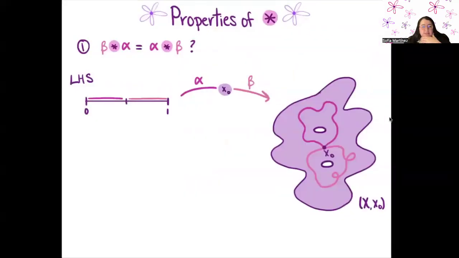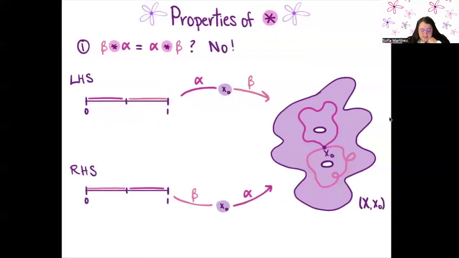So let's investigate. The left-hand side of what I've written here is the thing I've drawn. So you do alpha for the first bit and then beta for the second bit. So alpha for the first bit, you land back at x naught, beta for the second bit. And the right-hand side is we'll do beta first and then do alpha. And the answer is no, unfortunately.